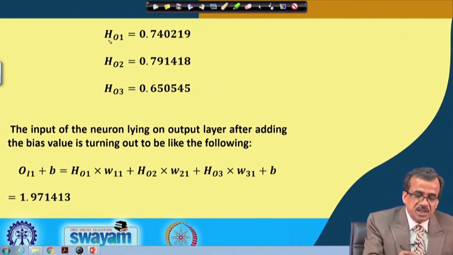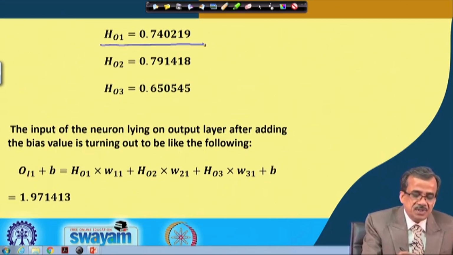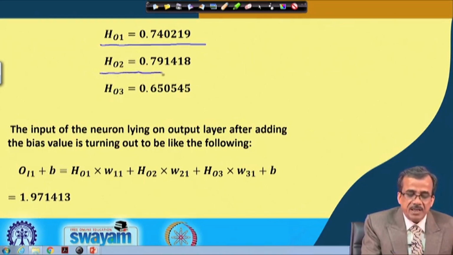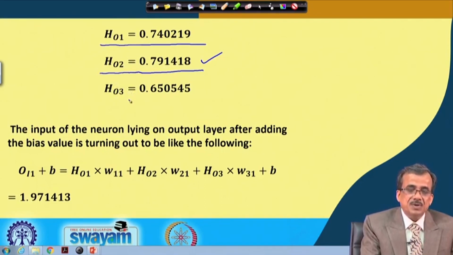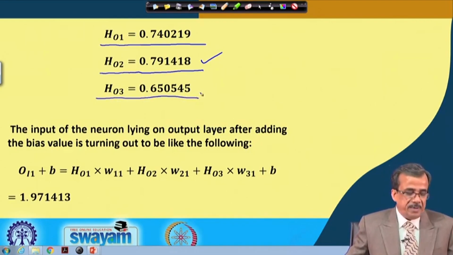Now, this HO1 is nothing but the output of the first neuron lying on the hidden layer. Then comes your HO2, the output of the second neuron lying in the hidden layer, and that is coming to be equal to 0.791418. Similarly, this HO3, the output of the third neuron lying on the hidden layer, is coming equal to 0.65545.